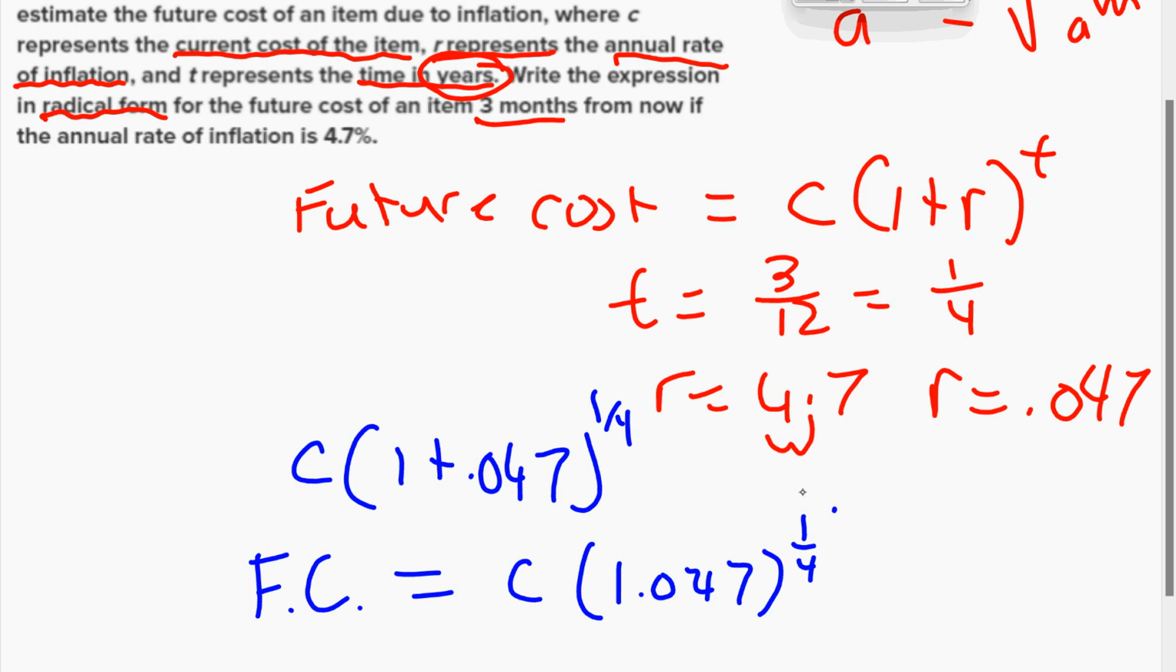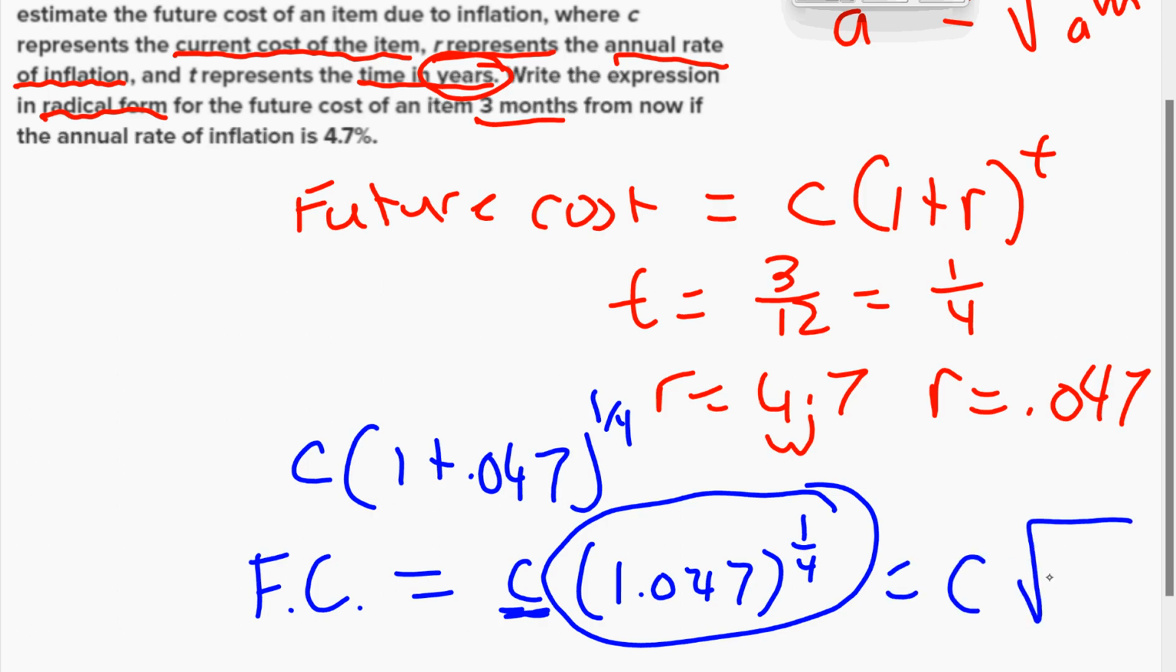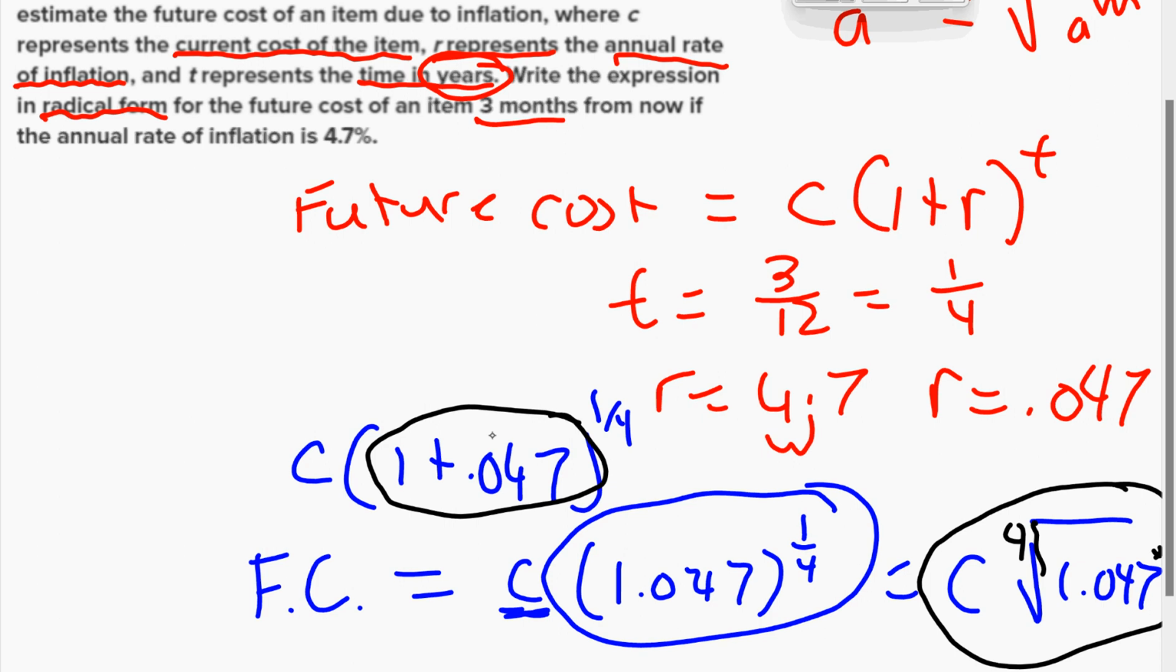Okay, now only this is being raised to a fractional exponent, like I talked about in the last video. So this C is not going to be inside the root. So if I rewrite this as a root, only 1.047 is going to be inside the root, and then 4 is out here, and my power is 1. So since my power is 1, I'm not going to really put a 1 right there. Okay, so I don't really need to put that. But I need to put the type of root, the 4th root, like that. So there's my future cost like that. Or they might want to keep it as 1 plus, you know, but it's probably fine like this.